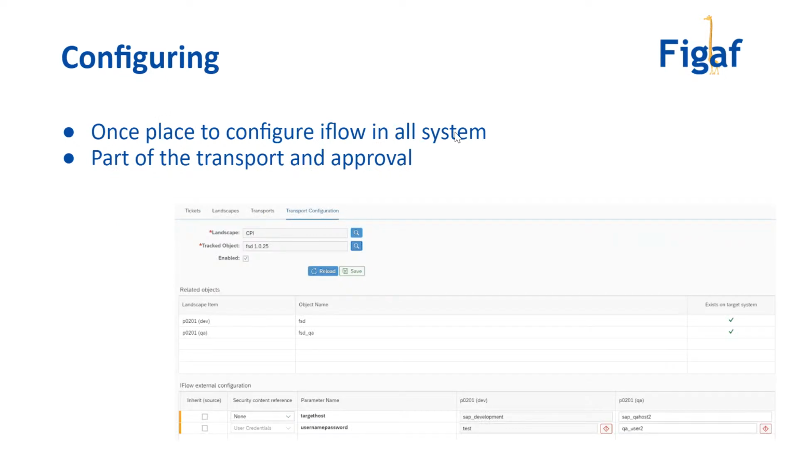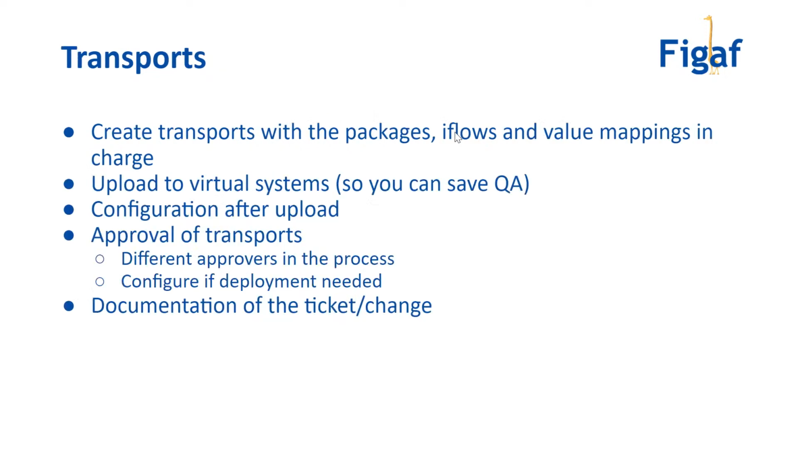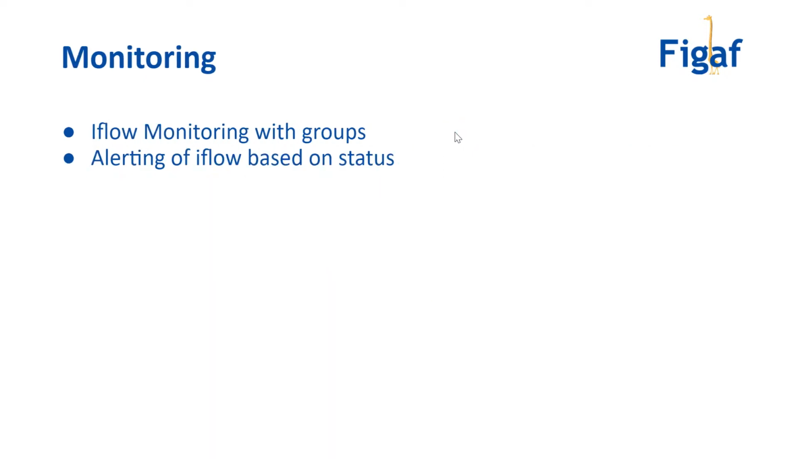We showed the configuration, that you can configure one place and configure everything. We showed the transport. You have approval. You can document the changes. You know who had approved which changes, and have documentation inside of the system, so you know as a part of this change who made these transports. We showed the monitoring, that you can add groups to it. We showed the alerting of iFlows that can give you access on the statuses.